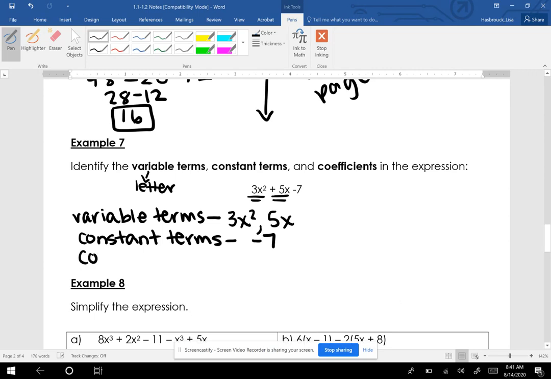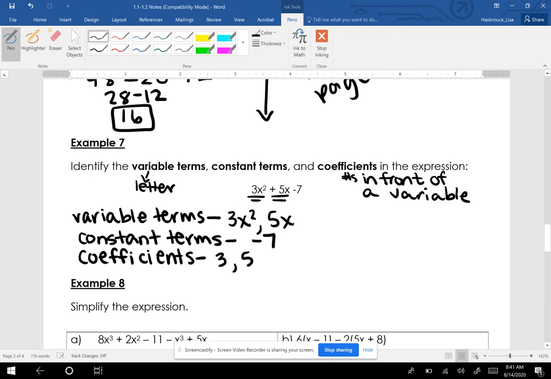Last, we're going to identify coefficients for this example. Coefficients are the numbers in front of a variable. So we have 2 of them here. In front of 3x squared is the 3, that's a coefficient, and then 5 is also a coefficient.